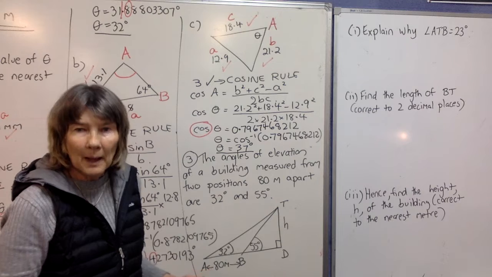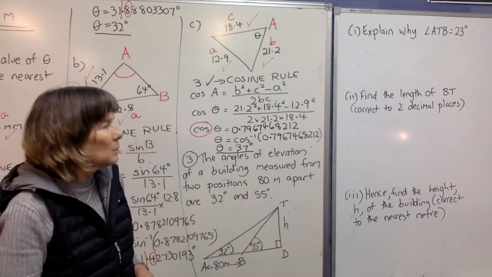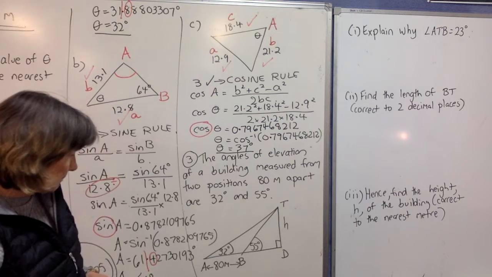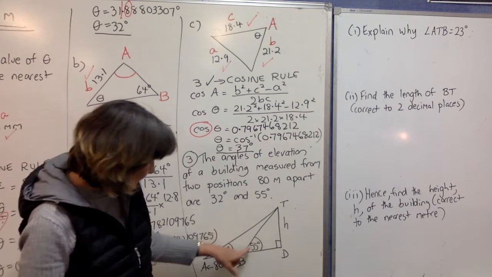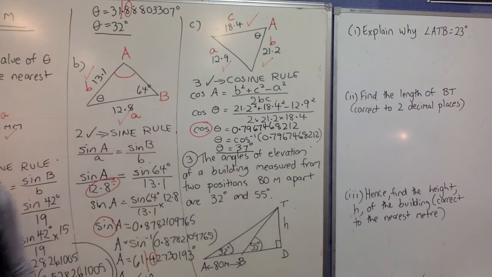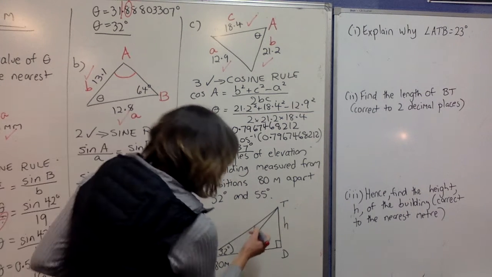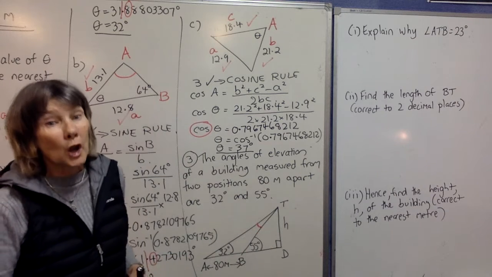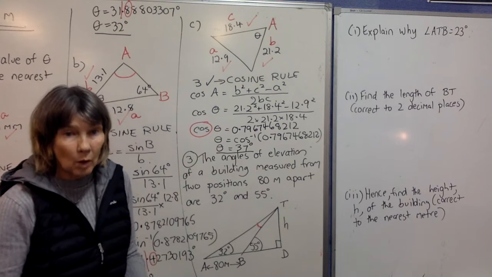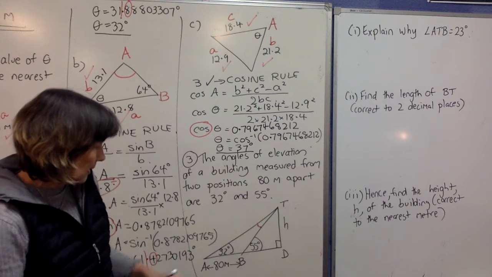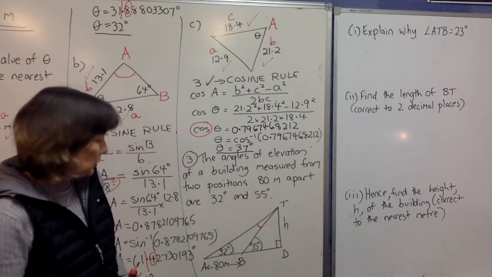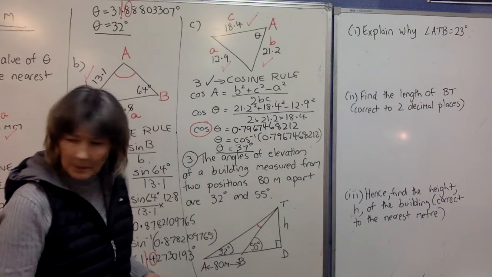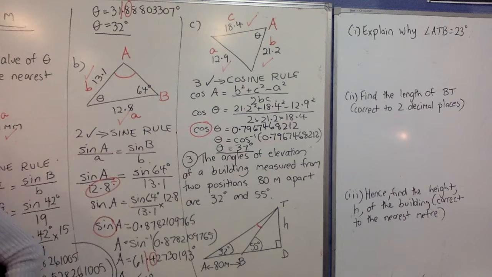So there's a few parts to this. The first bit is explain why angle ATB equals 23 degrees. So here's ATB. So it's this bit up the top here. Okay, we have to explain to them or show the working. That's what explain why means. We're going to show the working why that is going to be 23 degrees. So how can I find that angle? Well, let's find some other things that we know and then maybe we can work it out.